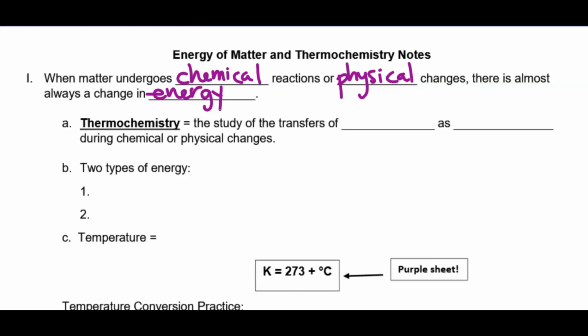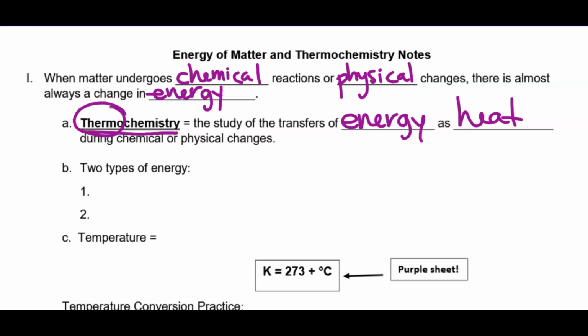In this part of our unit, we're going to be learning how to calculate, how to determine the quantity of energy that is being transferred when matter undergoes a chemical change or a physical change. The area of chemistry that studies this transfer of energy is called thermochemistry. So it's the study of transfers of energy as heat. That's where the thermo comes from, during a chemical or physical change.